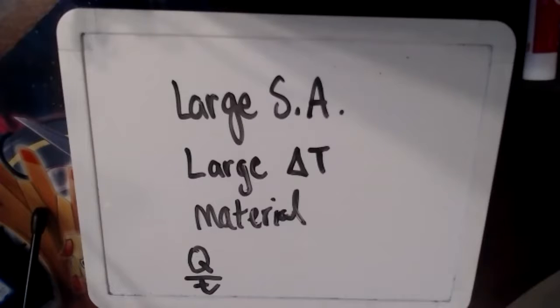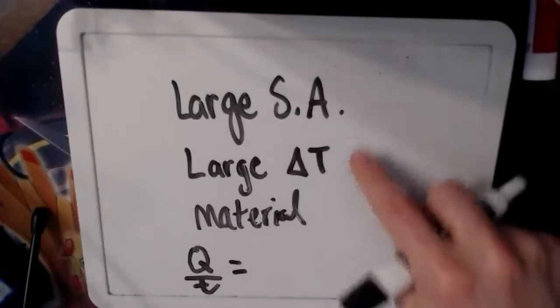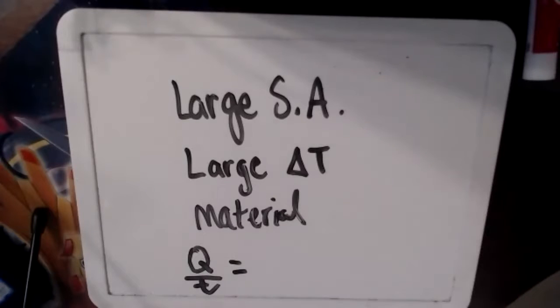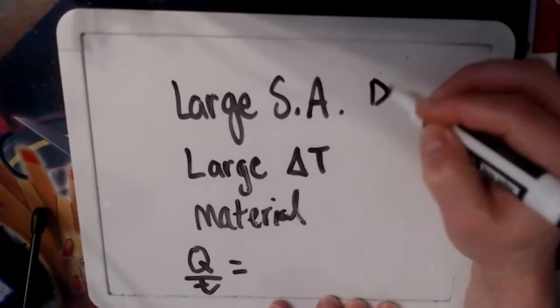And then we think about, would a large surface area play a role? Would a large change in temperature play a role? And would the material play a role? Those are the things that we can change and manipulate to determine all of this information. Oh, I forgot about one thing, the distance between the two, how far it has to transfer.